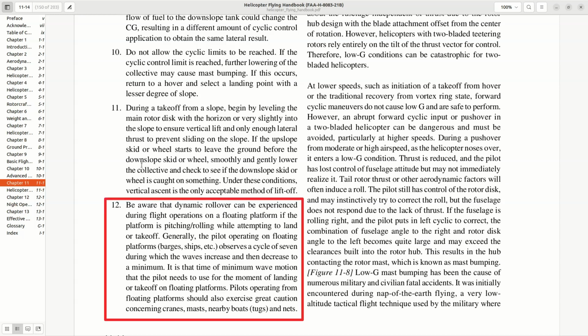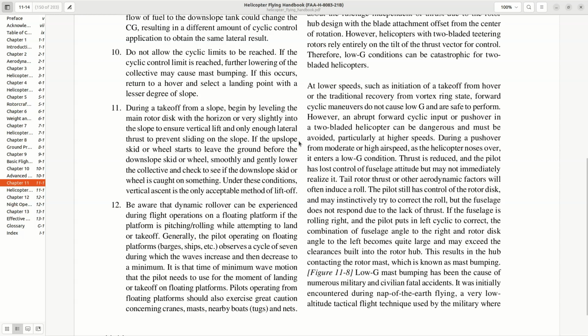And finally, be aware that dynamic rollover can be experienced during flight operations on a floating platform if it's pitching and rolling. So if you're trying to land on a barge or a ship or anything that's floating, you want to look at what's going on. So that is dynamic rollover.